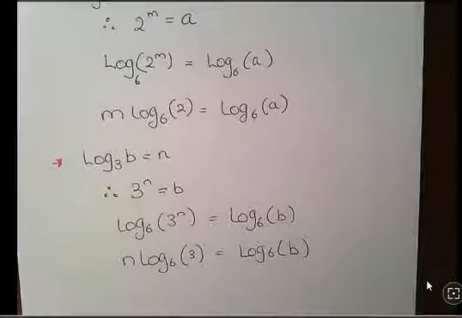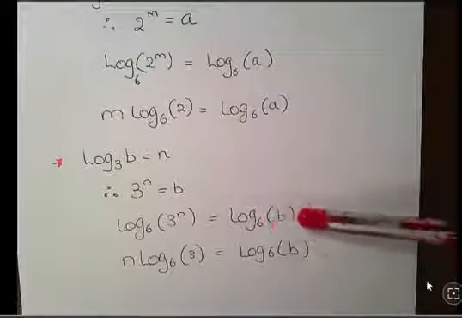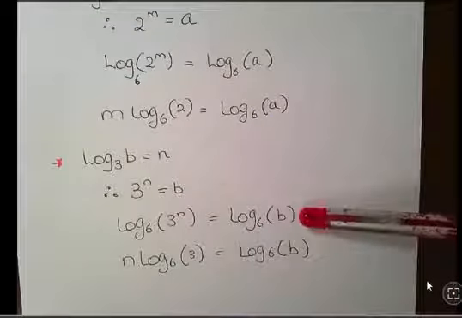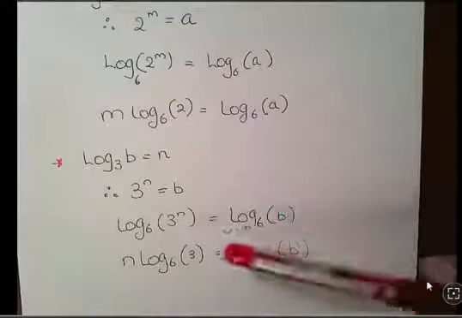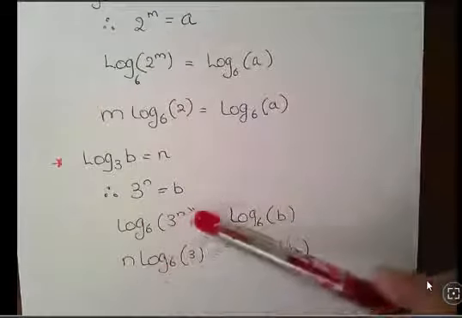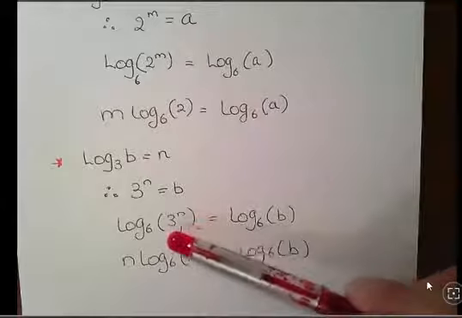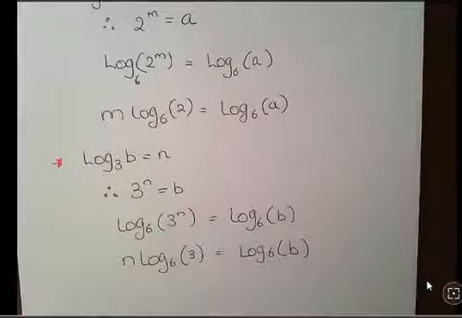We re-express log of b to the base 3 equal to n. So we re-express that as 3 to the power of n is equal to b. We do something similar here to what we just did above. We get log to the base 6 of both components. So log to the base 6 of 3 to the n, and log to the base 6 of b. And we can just re-express the log of 3 to the power of n as n times the log of 3 to the base 6. Okay, so we have all the building blocks there.